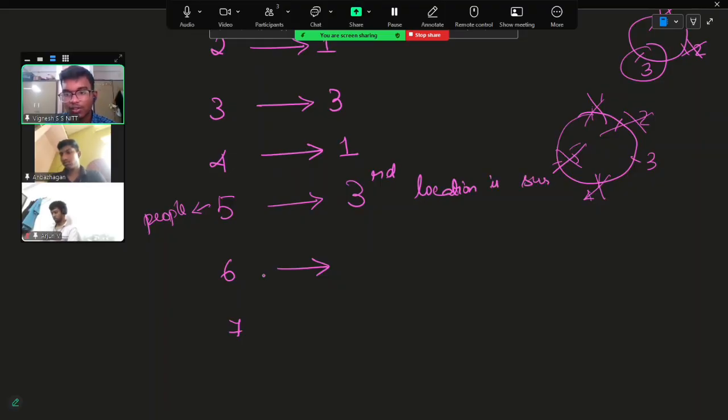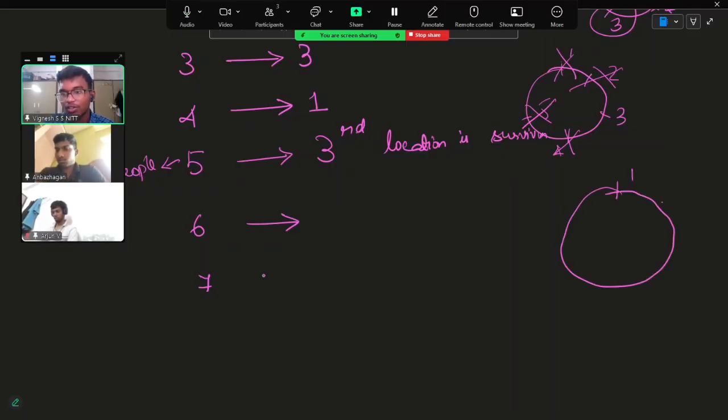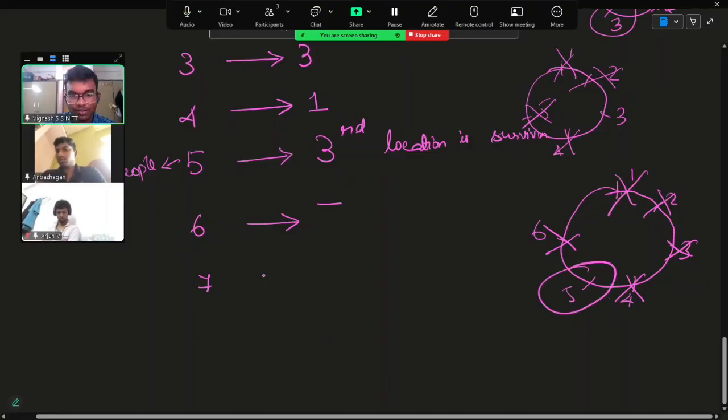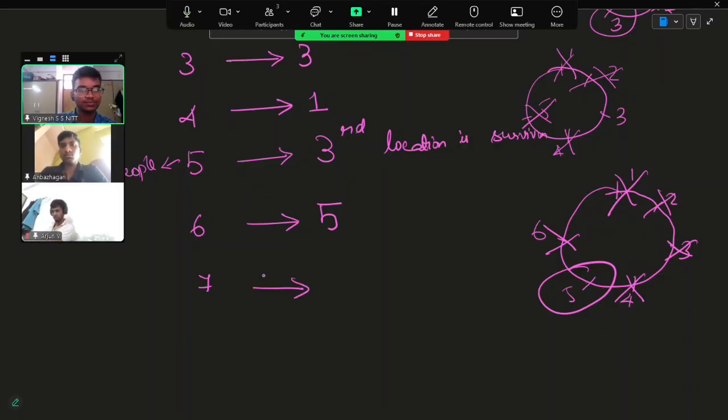We'll go step by step slowly. If you have any doubts, you can let me know. For 6 people, let's get the guess. 1, 2, 3, 4, 5, 6. So 1 will kill the 2, 3 will kill the 4, 5 will kill the 6. And then 1 will again kill the 3, 5 will kill the 1. So 5 is a survivor. Okay, understandable, Anbazhagan and Arjun? Yeah, got it.